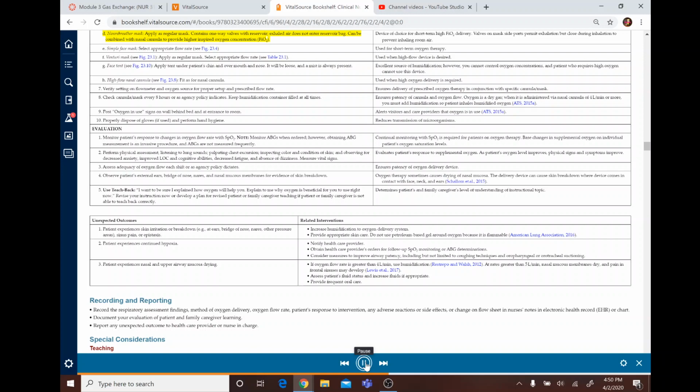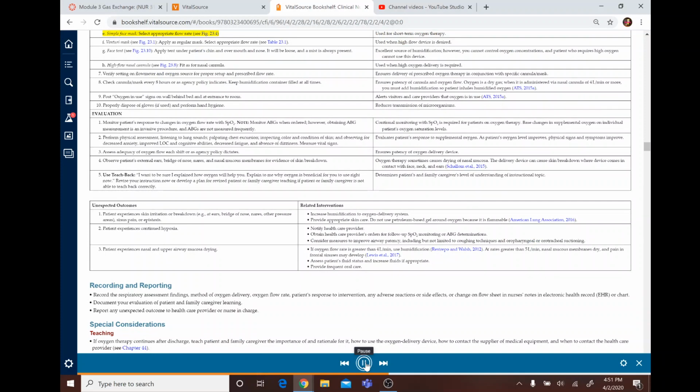Can be combined with nasal cannula to provide higher inspired oxygen concentration, FiO2. Device of choice for short-term high FiO2 delivery. Valves on mask side ports permit exhalation but close during inhalation to prevent inhaling room air. E. Simple face mask, select appropriate flow rate, see Fig 23.4. Used for short-term oxygen therapy.